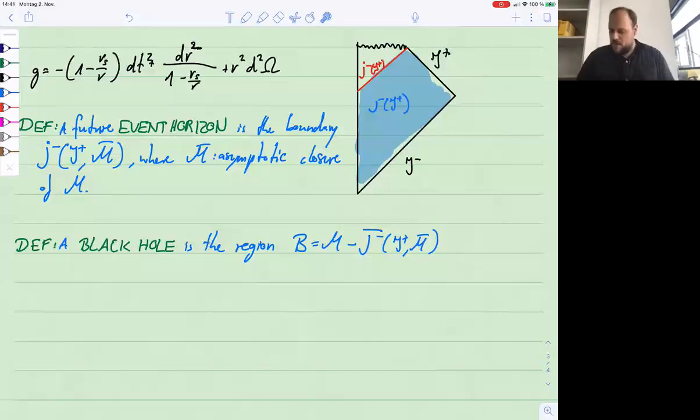And what we can also see is that in this region here, all causal curves are trapped. So we cannot communicate with any observer outside because our causal curves will have light cones like this. So they will hit the singularity here. This is the singularity at r equals zero. And from the space-time, we can say the horizon is at r equals r_s.